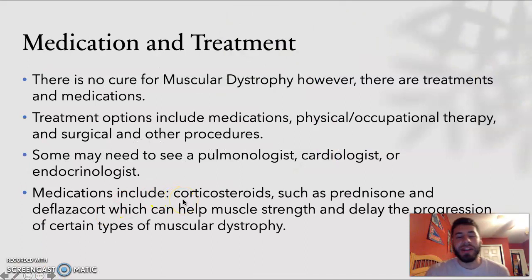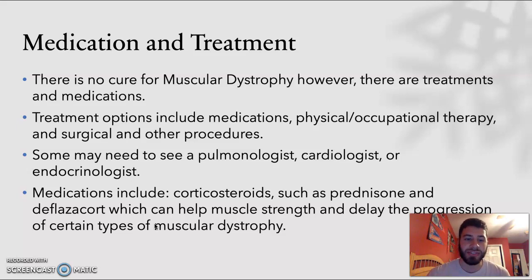Okay, so let's get into the medication and treatment for muscular dystrophy. There is no cure for muscular dystrophy. However, there are treatments and medications. Some of the treatment options include medications, physical or occupational therapy, as well as surgical processes and other processes involved. Some patients may need to see a pulmonologist, cardiologist, or even an endocrinologist for muscular dystrophy.